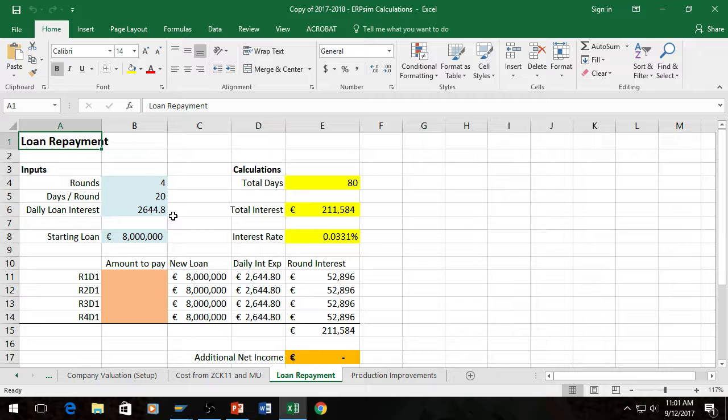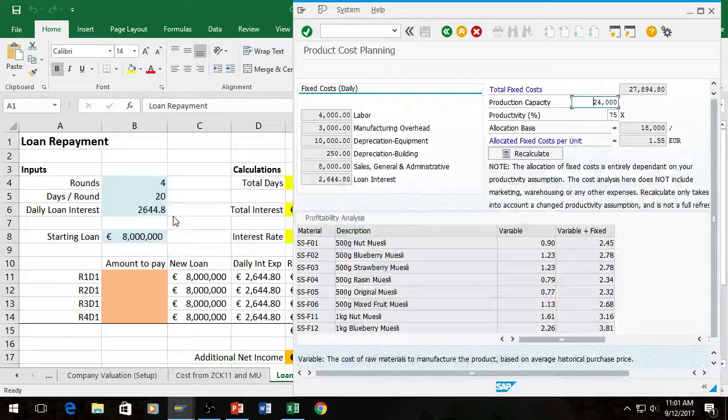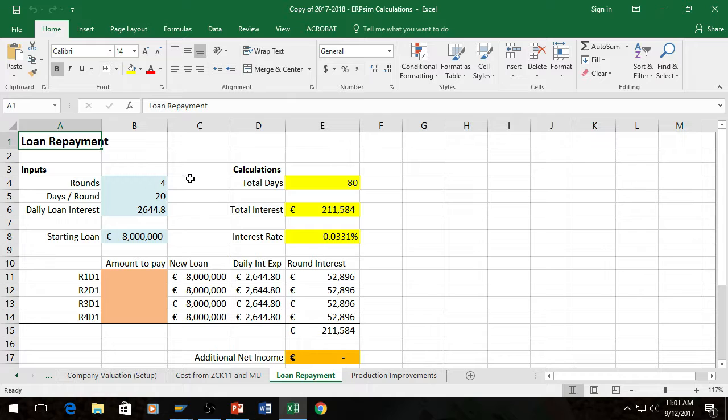I'm getting the daily loan interest, and this is coming from, where'd it go? Oh, it's right there. This is coming from ZCK11. So it's right here, loan interest, $2,644.80. Pop that in right here. Again, once we have the total days, 4 rounds, 20 days, it's 80. That's a total of $211,000.